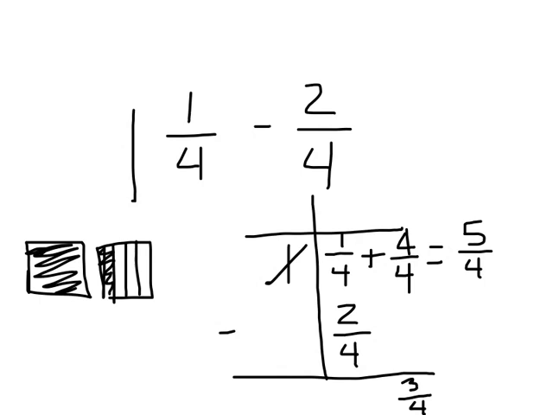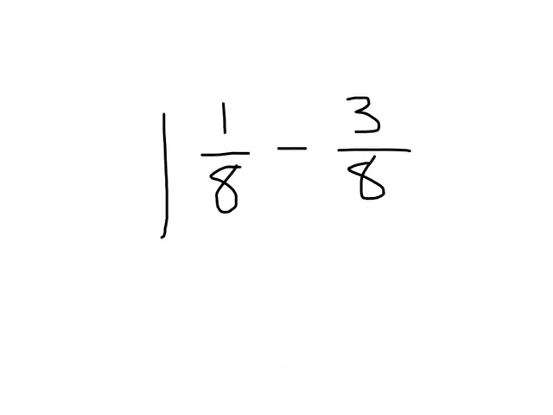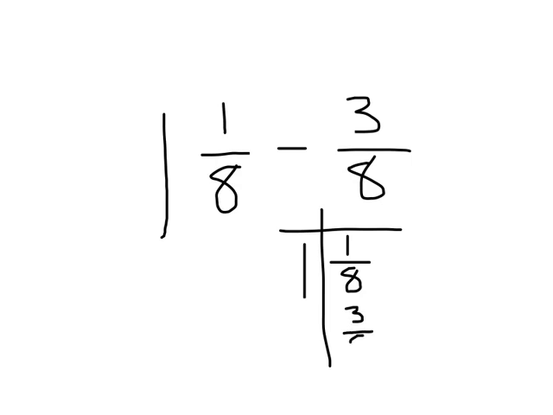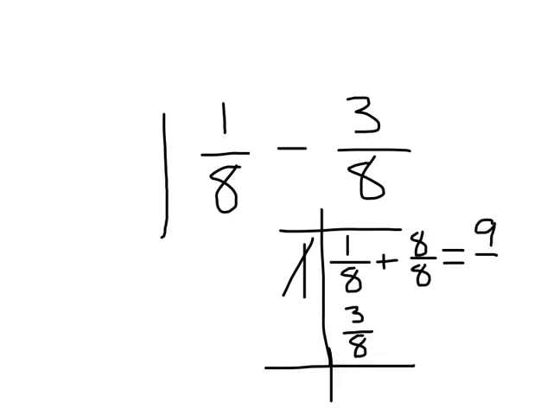Let's look at another example. 1 1/8 minus 3/8. Again, I'm going to set up my t-chart. I can't subtract 1/8 minus 3/8, so I have to borrow. If I borrow from this 1, how many eighths will I need to add? I'll need to add 8 eighths. So how many eighths do I have? I have 9 eighths. Now I can subtract. 9 eighths minus 3 eighths equals 6 eighths.